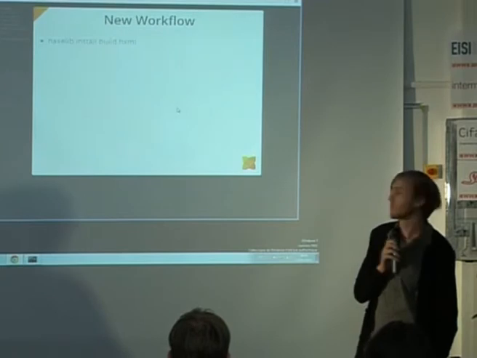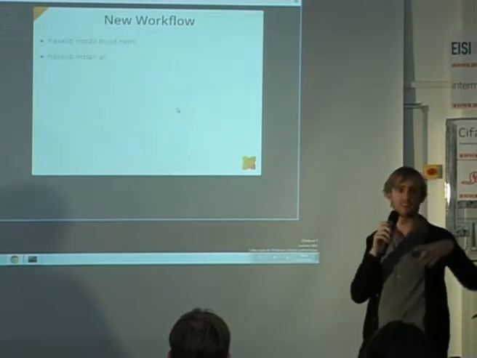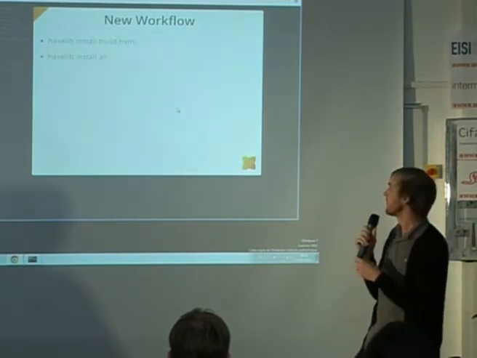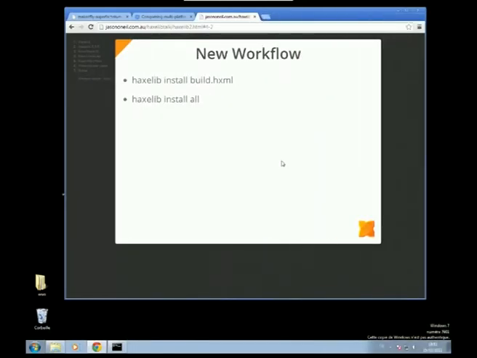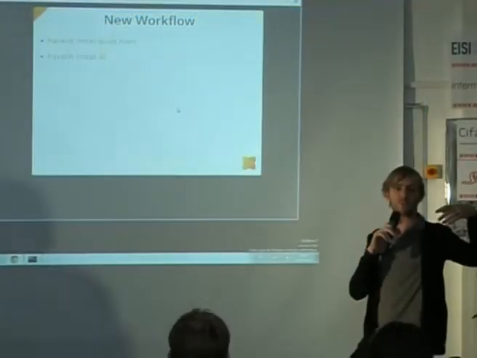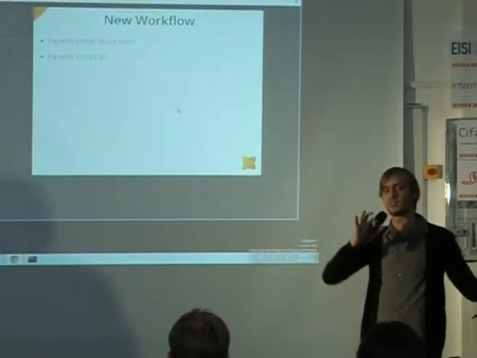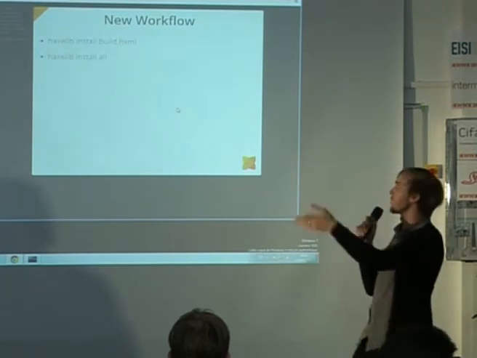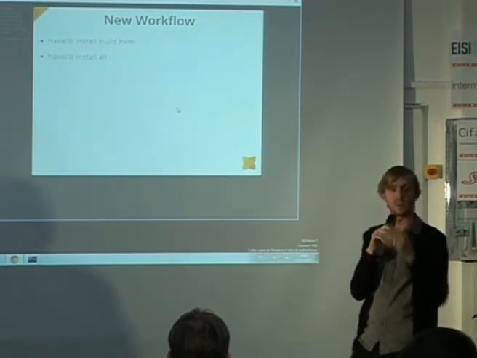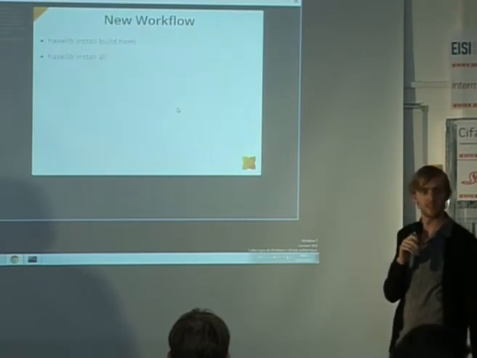If you have multiple build files, like with my UFront stuff, I have a server build and a client build. haxelib install all is a special command, that's a reserved name, and it will install every HXML file in the current directory. So you'll end up installing a whole bunch of things, and it will also set the versions to whatever you have in your HXML. So if you have one project using version 1 of a library, and another project using version 2, if you just run this, it will set all the versions to what you need for your build file. Is that cool? Yeah, cool.